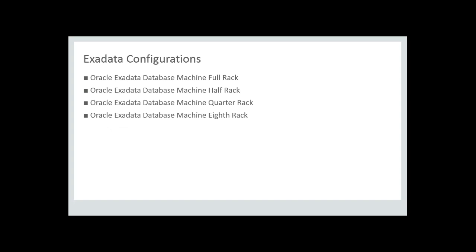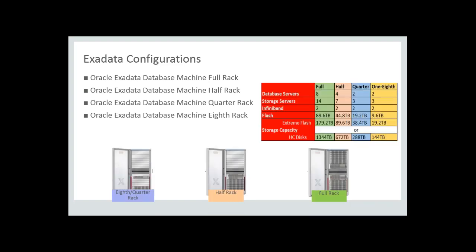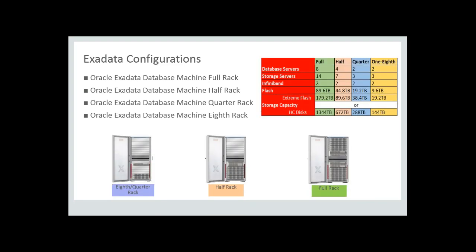Now with X5, the latest thing Oracle has done is that you can have your own configurations also. What does it mean, my own configuration? Suppose today you buy a quarter rack machine. Let's first look in detail at what full, half, quarter and 1/8 mean.